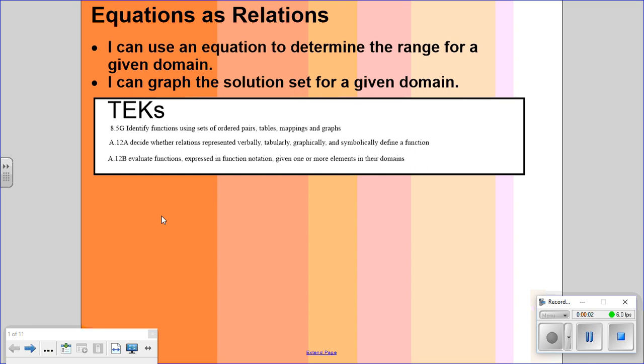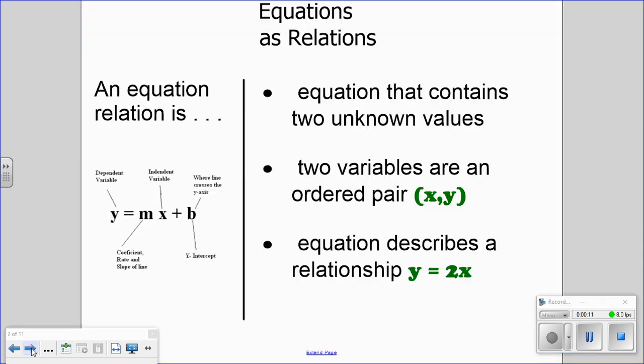In this lesson, we're going to be talking about equations as relations. By the end, you should be able to determine the range given the domain and graph the solution set for a given domain. An equation relation is simply any equation that contains two unknown values.